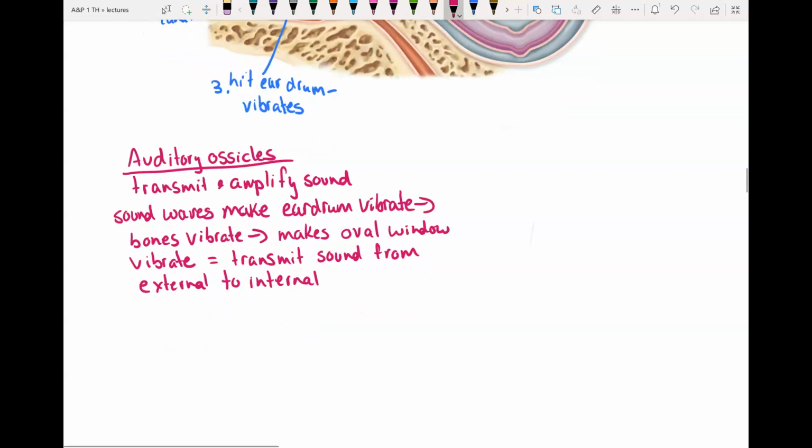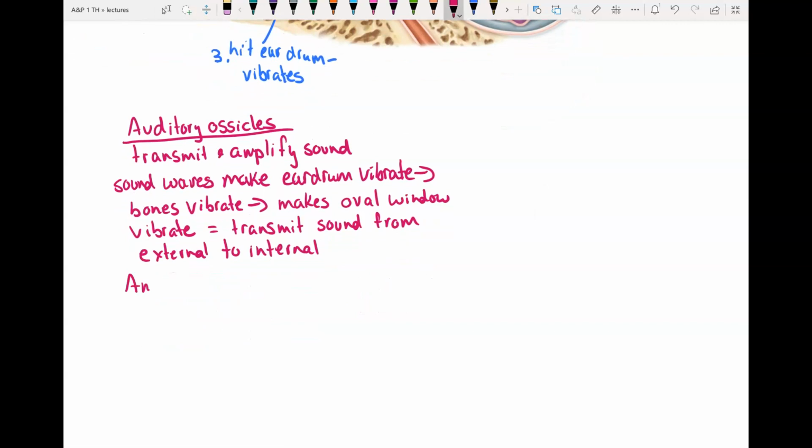Okay, then the amplify part. They allow us to hear softer noises. So it intensifies the sound waves. It makes our hearing better. So the amplify part intensifies the sound. This allows us to hear quiet sounds like a whisper or pin drop.